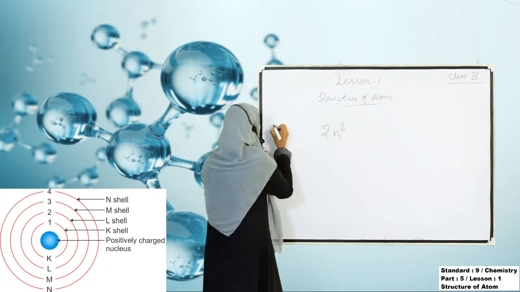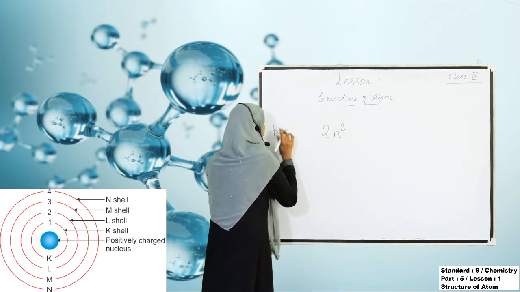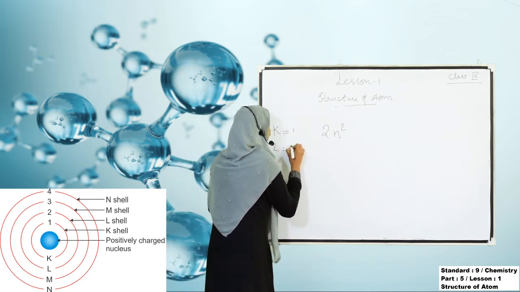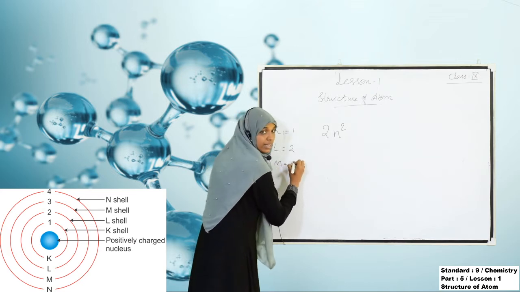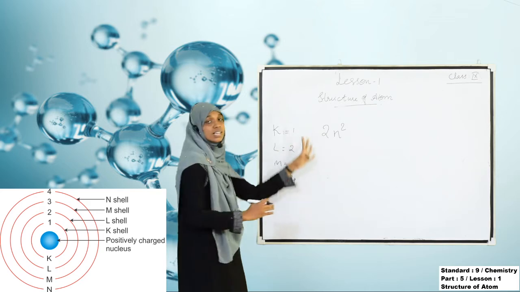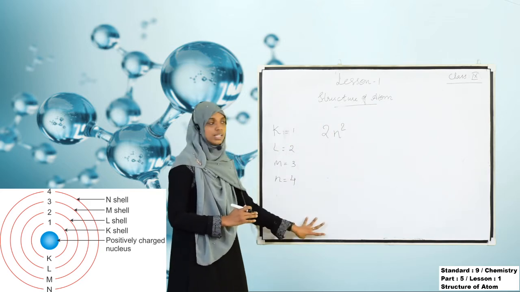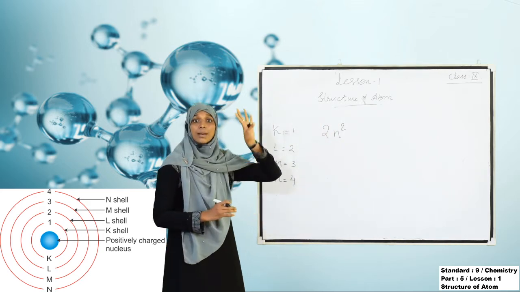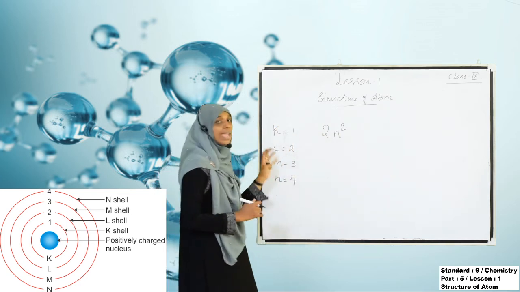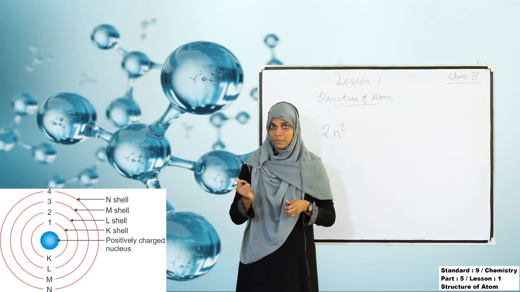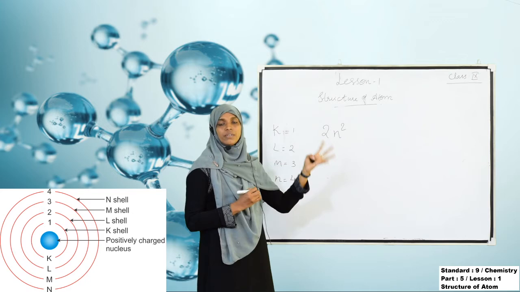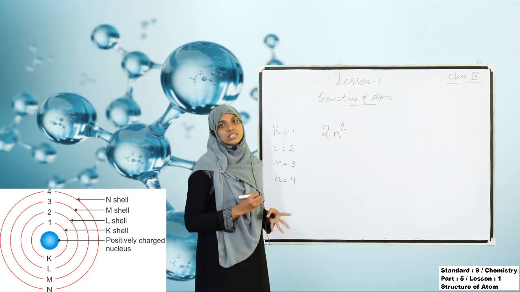We know that the first shell has energy level 1, L is 2, M is 3 and N is 4. Okay, this is about the energy levels, and how we can find the maximum number of electrons in each shell. There are 4 shells, K, L, M and N. The equation is 2n square. From this equation we can find the maximum number of electrons a shell can occupy.